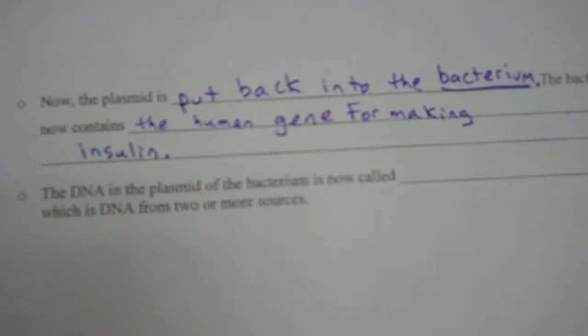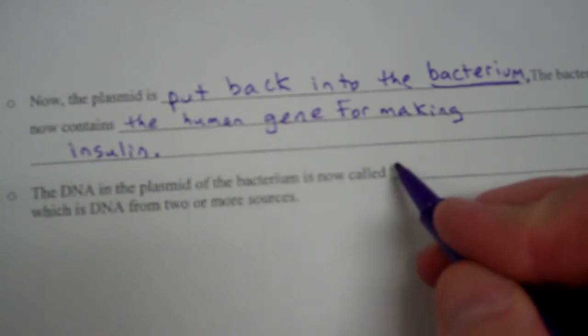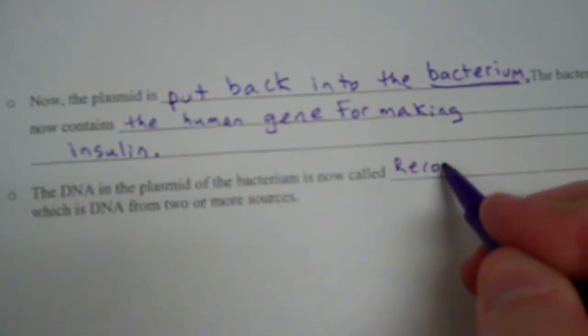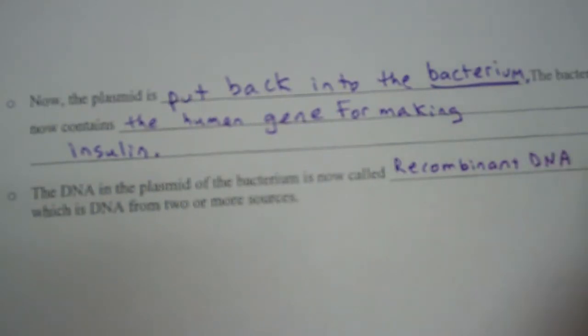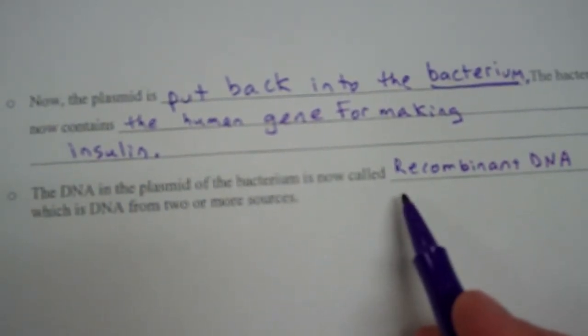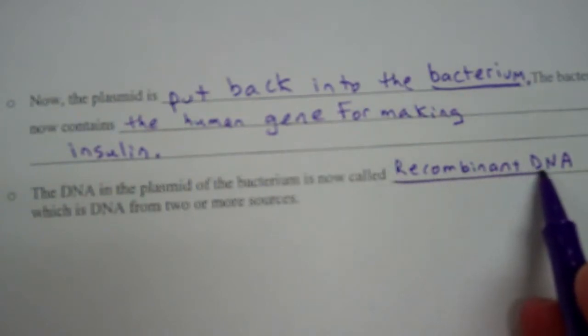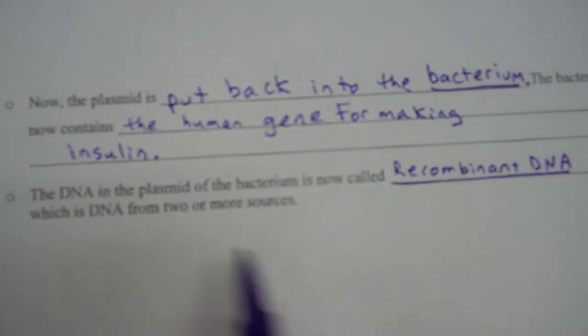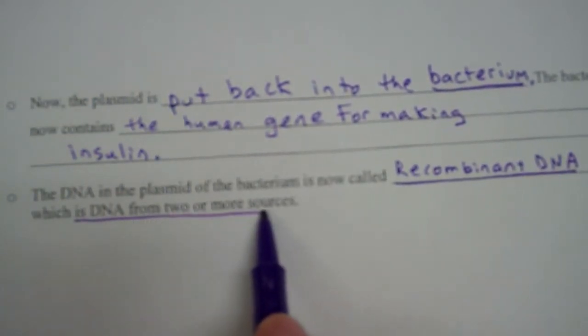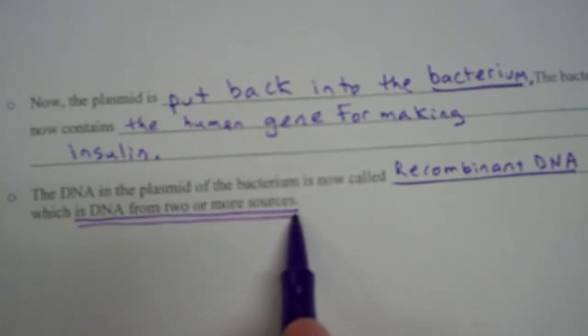The DNA in the plasmid of the bacterium is now called recombinant DNA. Okay, that's an important word, and here's the definition. Recombinant DNA is DNA from two or more sources.